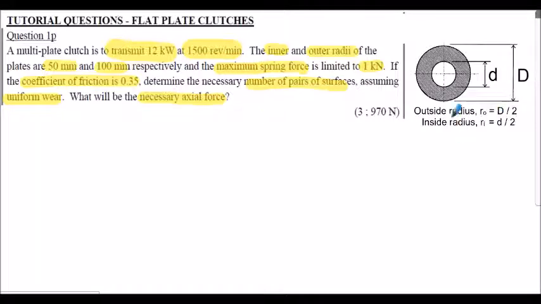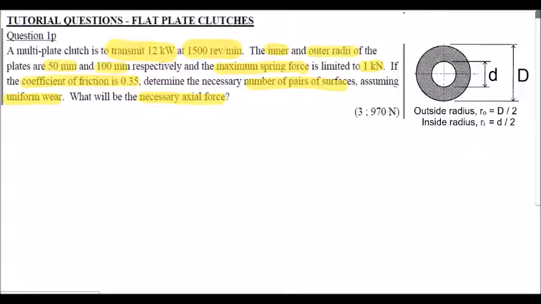I've also put the geometry on the right-hand side here, so we can just write down the inner and outer radii. We need those in all the formulae we're looking at on the friction clutches. So I just put the notation here. So little d is the inside diameter, big D is the outside diameter, and then we can work out our outside radius is the big D divided by 2, and the inside radius little d divided by 2. So I can just go straight for writing down the radii.